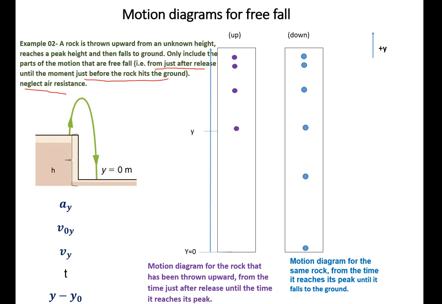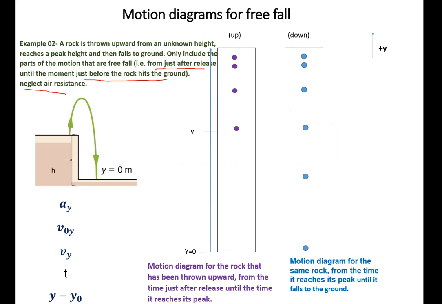Now let's discuss the sign of the acceleration, the sign of the initial velocity, final velocity, and then time, and then displacement. So the object starts its motion at a certain point above the ground, so it's moving up. And since acceleration due to gravity is downwards, the object is going to slow down while it is moving up. Okay?